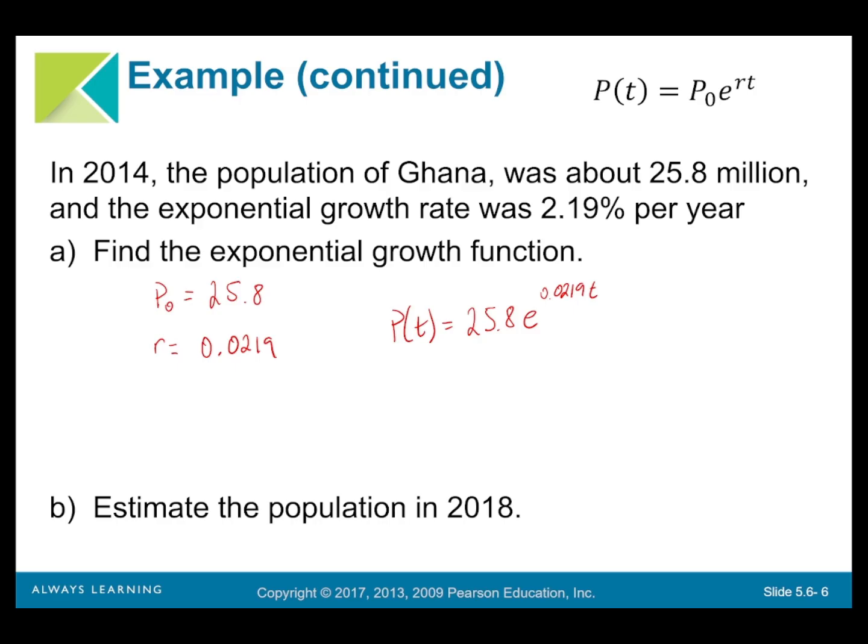Now to estimate the population in 2018, we're really finding P of 2018. Well, that's going to be 25. Oops, you know what? It's not P of 2018. It's P of 4. See, 2018 is 4 years since 2014. So we're looking at 25.8 e to the 0.0219 times 4. And we'll put that in our calculator and see what we get. So we'll switch to our calculator now.